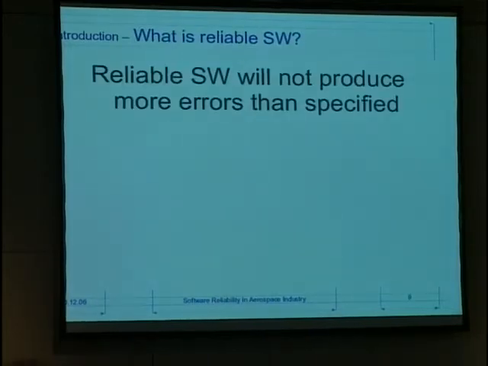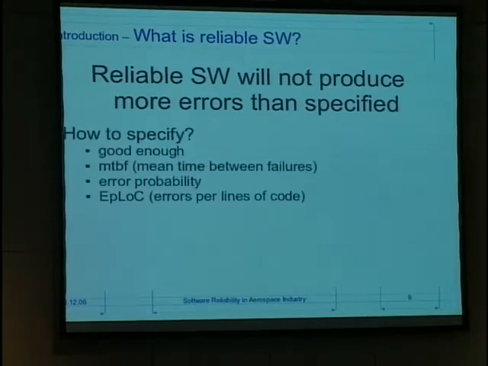But what is reliable software? Reliable software could be defined like it will not produce more errors than specified, because then it's reliable. If you say it will crash every hour and it does, it's reliable enough. If you cope with that, fine. But how to specify that, if it's good enough: mean time between failures, error probability, or errors per line of code, which are very funny metrics, by the way, it's up to you how to do that.